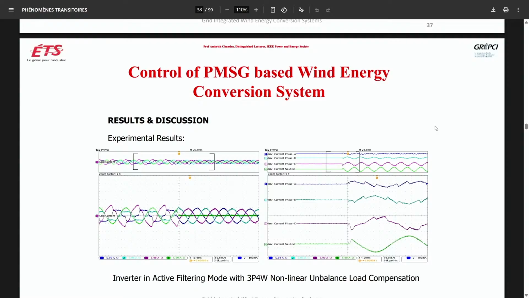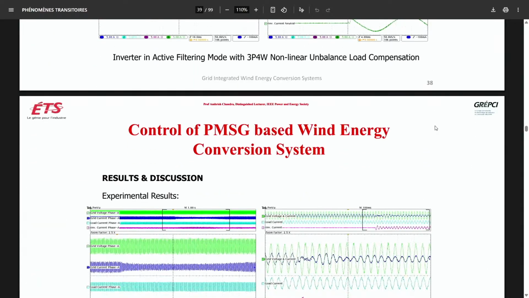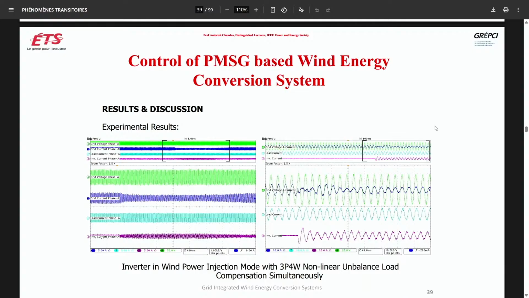So if you see this portion here, it is shown here. So see, because it is cancelling the harmonics and pushing, this is the current injected by the inverter. This is the inverter in wind power injection mode with 3-phase 4-wire nonlinear unbalanced load compensation simultaneously. So simultaneously it is injecting power as well as doing the filtering, the inverter.